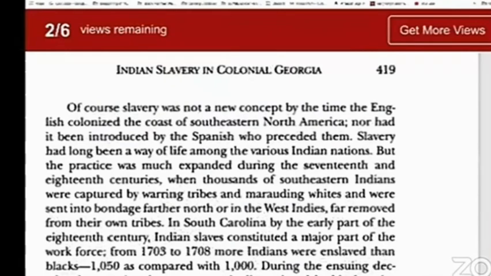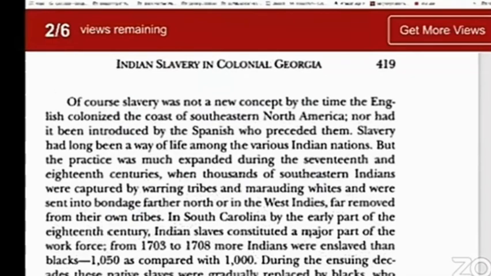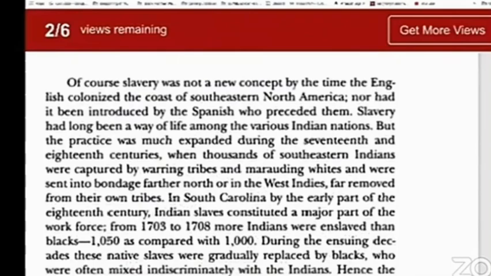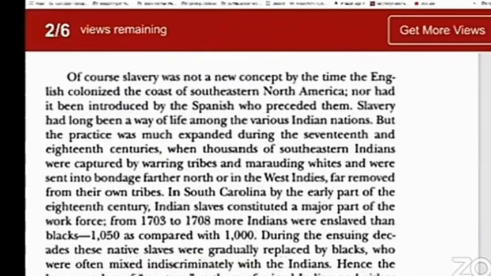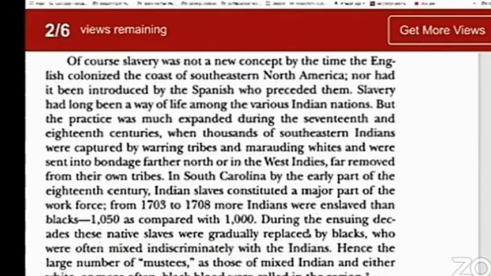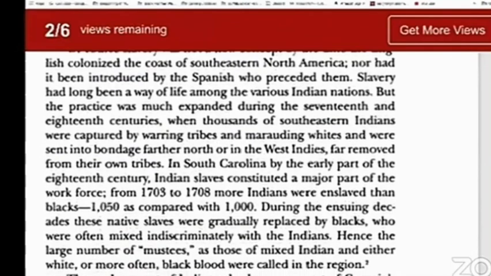Slavery had long been a way of life among the various Indian nations, but the practice was much expanded during the 17th and 18th centuries, when thousands of southeastern Indians were captured by warring tribes and marauding whites and were sent into bondage farther north or in the West Indies, far removed from their own tribes.